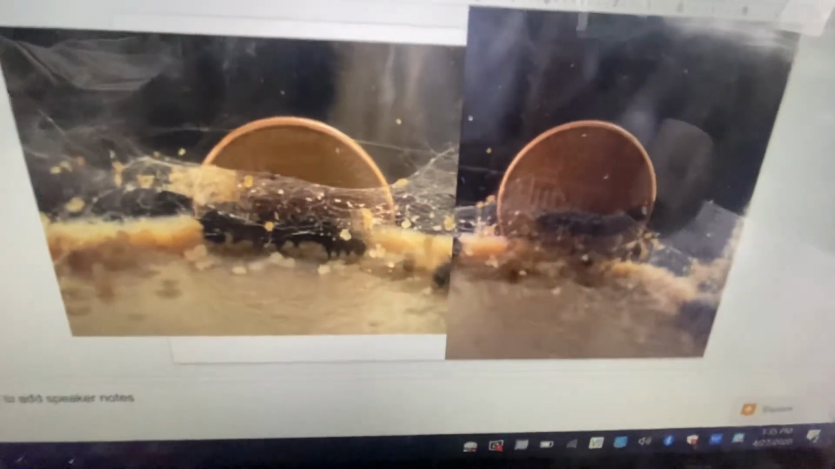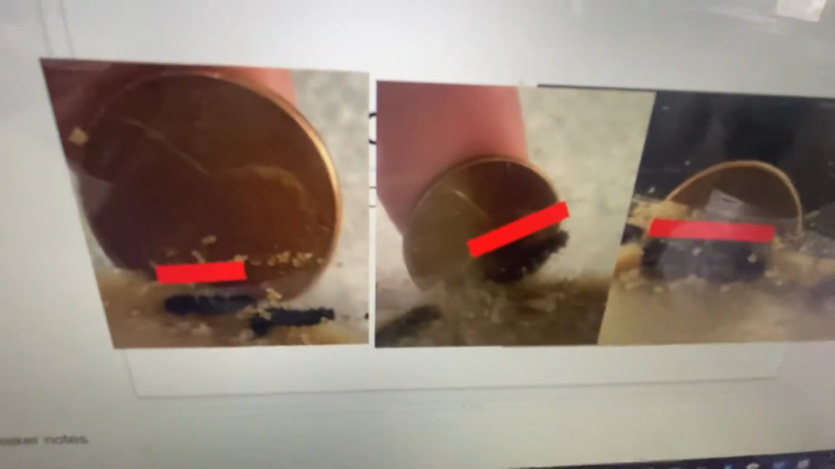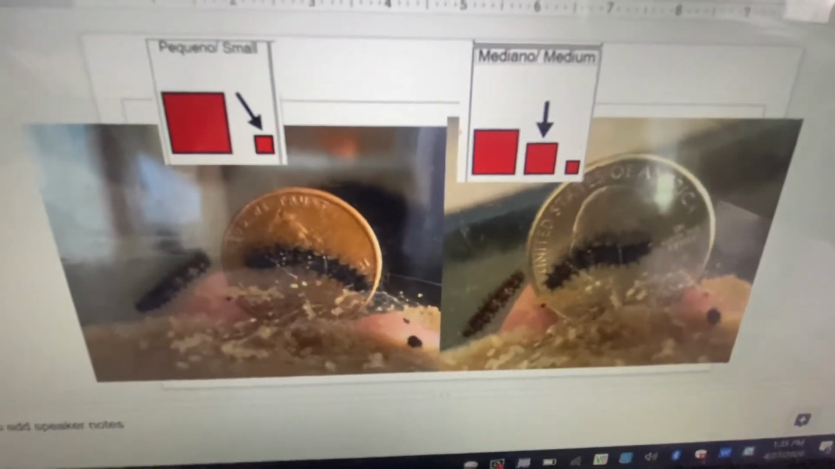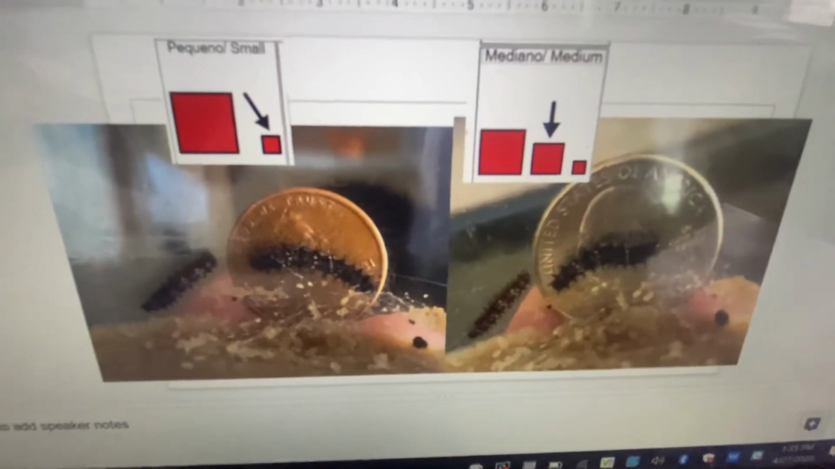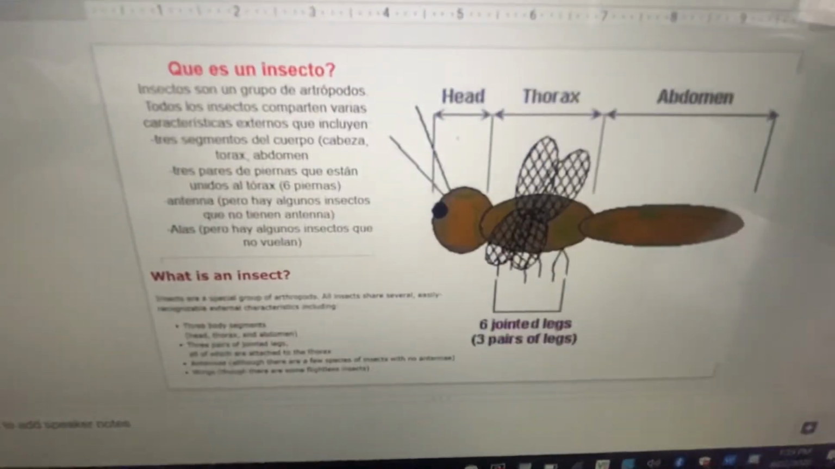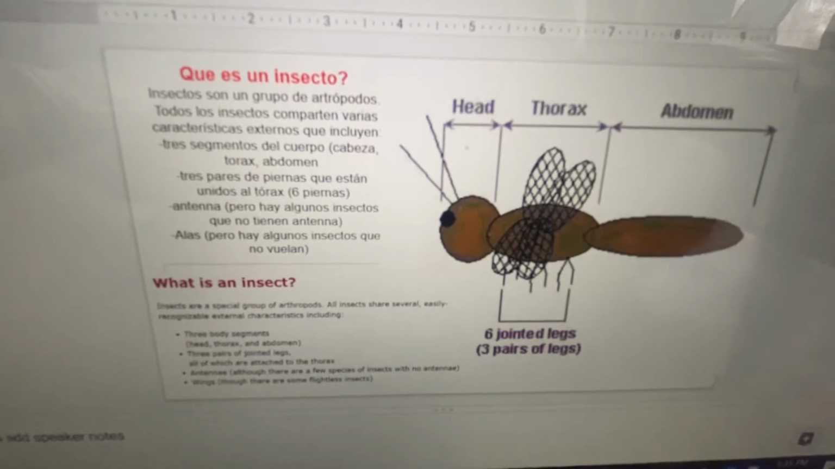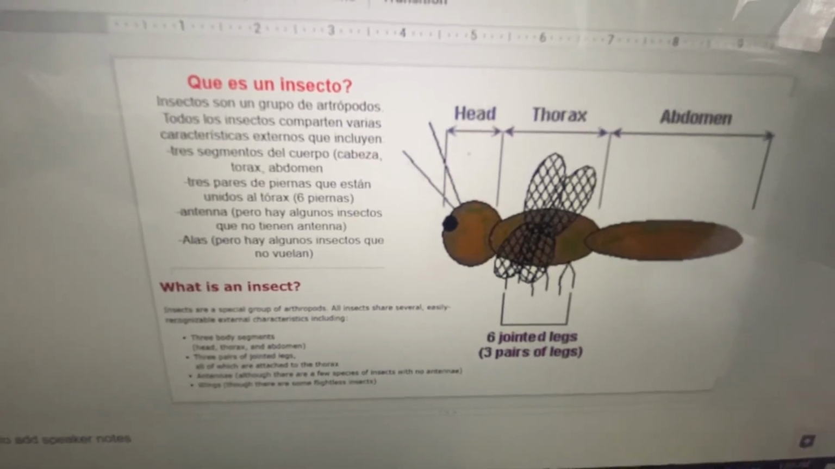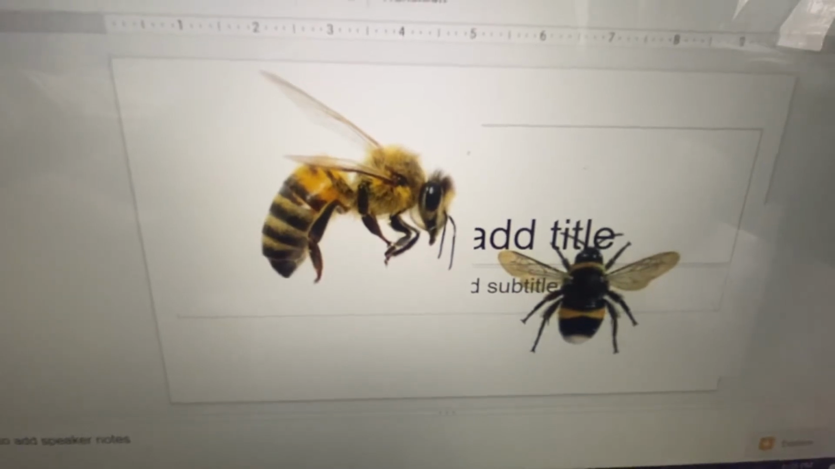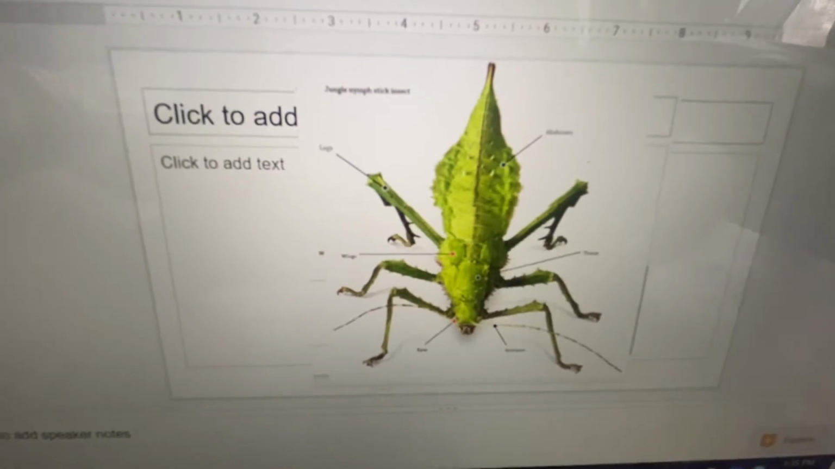And we talked about how much they were growing because they were eating. You could see the lines, how they were growing and getting bigger. And we talked about how now they weren't just small, now they were medium because we were using that quarter. So they weren't small anymore, now they were medium. And we talked about what was an insect, and how they have 3 parts of their bodies and 6 legs. And we talked about bees, and bees have the wings, and you can see the 6 legs and the 2 wings. And there was a grasshopper.